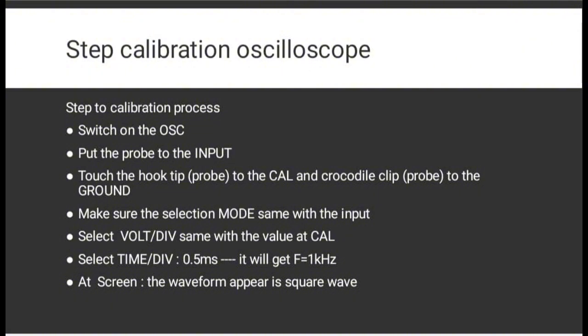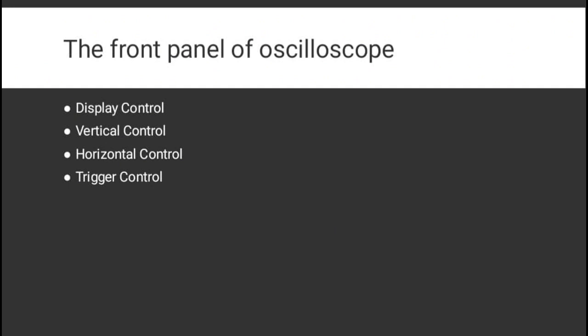First, switch on this oscilloscope and put the probe to the input. Touch the hook tip probe to the CAL and crocodile clip the probe to the ground. Make sure the selection mode is the same as the input. Select volt per division the same as the value of CAL. Select time per division 0.5 milliseconds. It will get a frequency of 1 kHz. On the screen, the waveform that appears is a square wave.